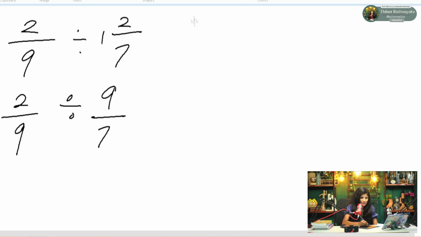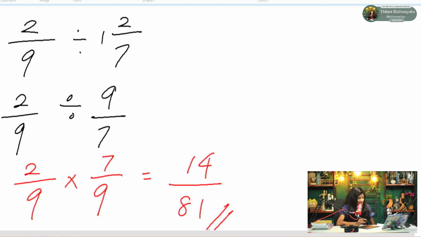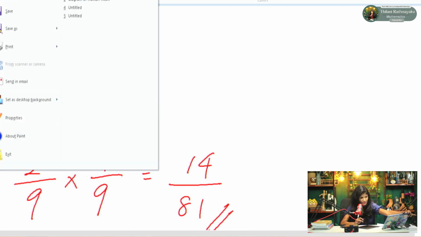Now I have to convert this division into a multiplication. So let's do that. 2 over 9 multiplied by 7 over 9. Again, is there anything I can simplify further? No, there's nothing. So 2 times 7 is 14. 9 times 9 is 81. So this is our final answer. That's it. So we are moving to the fourth question.